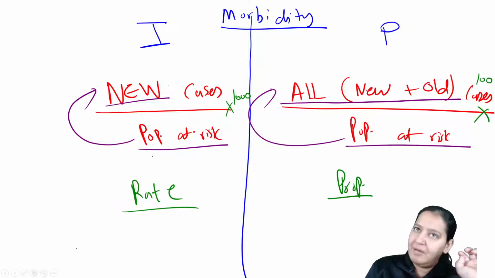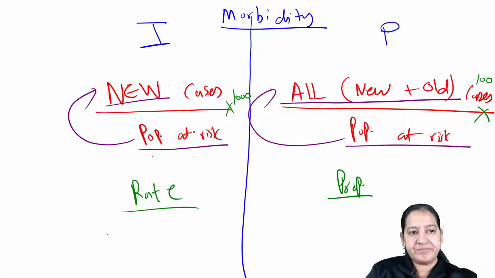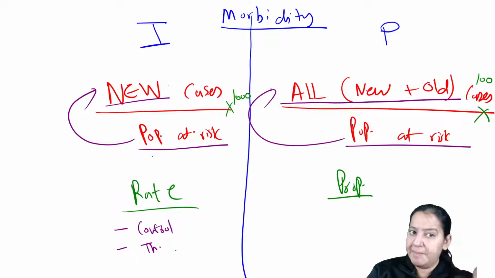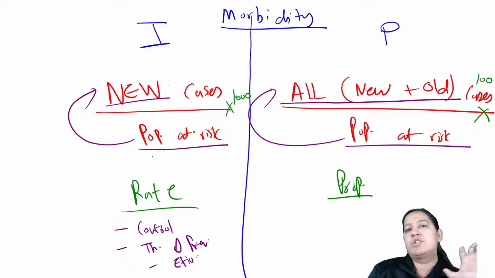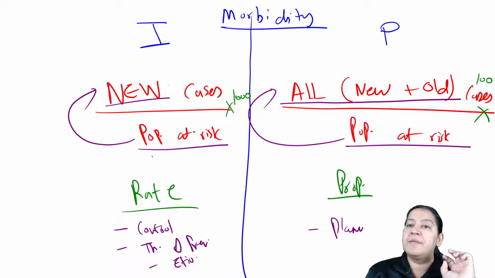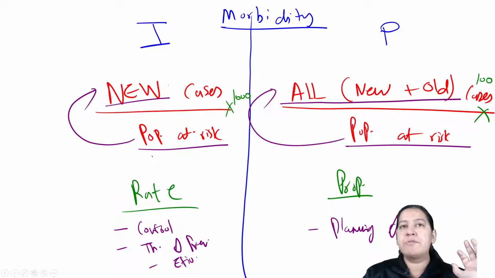Everyone give me a thumbs up, right? I have told you the uses of each of them. So here the incidence is used for controlling a disease, for therapeutic measures, for preventive measures, and for knowing the etiology of the disease. Proportion is used for planning and administrative purposes. So you have to learn. This is the summary. If you have any doubt, you can ask. Otherwise, I will proceed. Done.